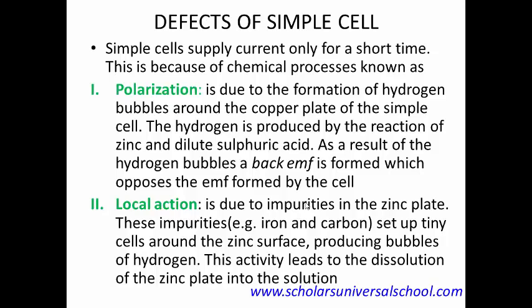And the second defect of the simple cell is what we call local action. Local action is due to impurities in the zinc plate. These impurities, which could be iron or carbon, will set up tiny cells around the zinc surface and produce bubbles of hydrogen. This activity leads to the dissolution of the zinc plate into the solution. As much as the zinc plate dissolves into the solution, it also causes a back EMF, reducing the amount of current the cell can actually produce.